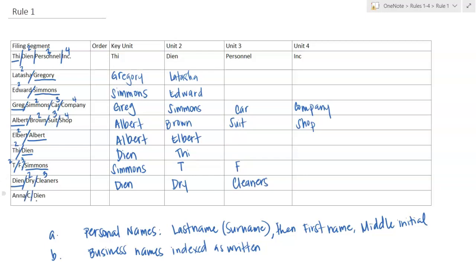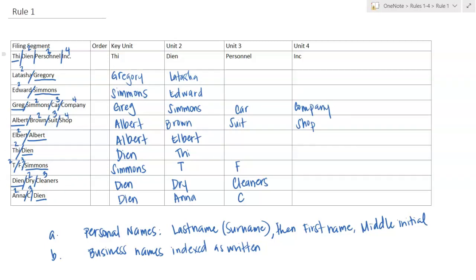And then finally we have Anna C. DN. DN is my key unit because this is a person's name. Anna is unit 2, and the letter C is my unit 3. Okay, and next you'll see why we separate these into different units.